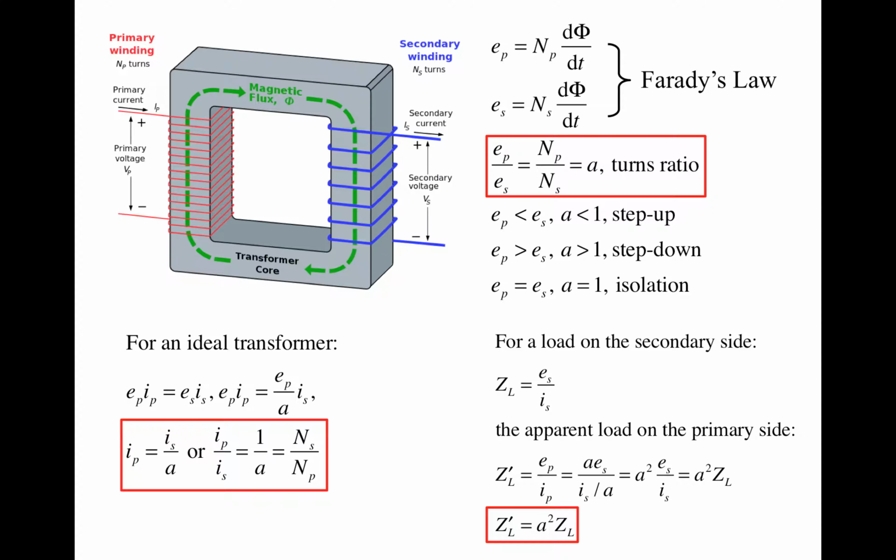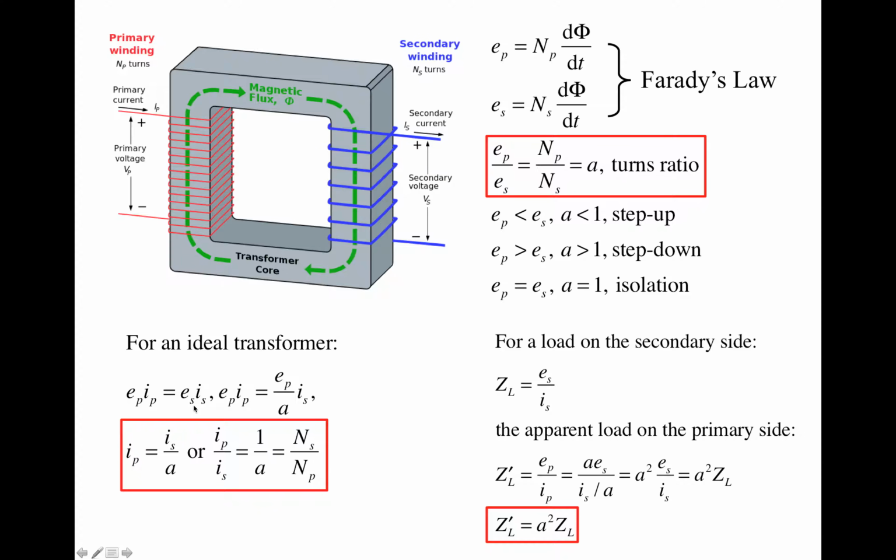And the second relation is between the current on the primary and the secondary sides. For an ideal transformer, there are no energy losses between the primary side and the secondary side. So the power on the primary side should equal the power on the secondary side, and power equals voltage times current. So EP times IP, the current on the primary side, must equal ES times IS, because energy must be conserved for an ideal transformer. There's no losses.